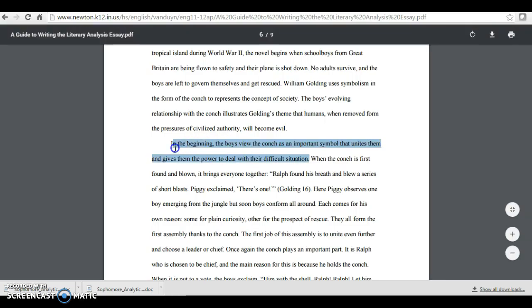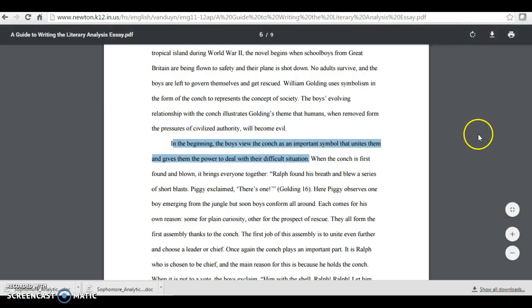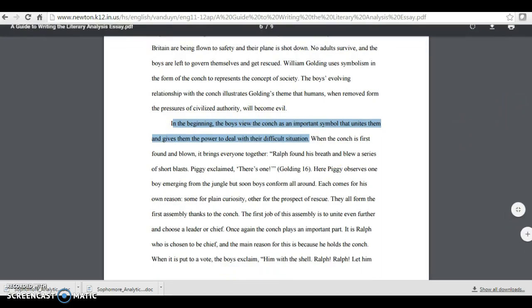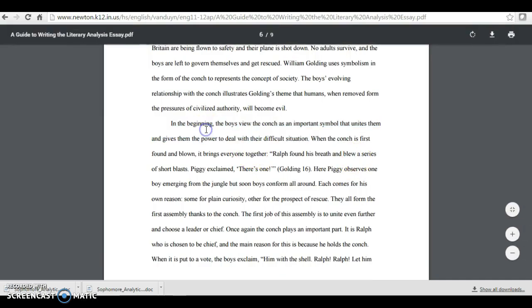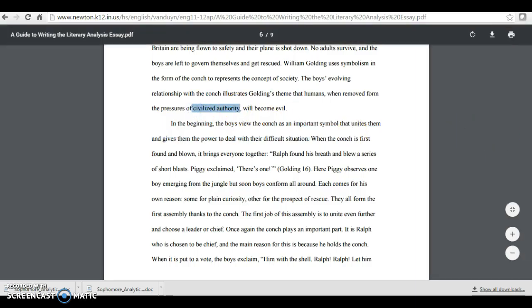So in the beginning, the boys view the conch as an important symbol that unites them and gives them the power to deal with their difficult situation. The boys are stranded on an island. So in the beginning, this signals that the symbolism of the conch will evolve, and it unites them and gives them power. Right? So that cues us back to civilized authority.